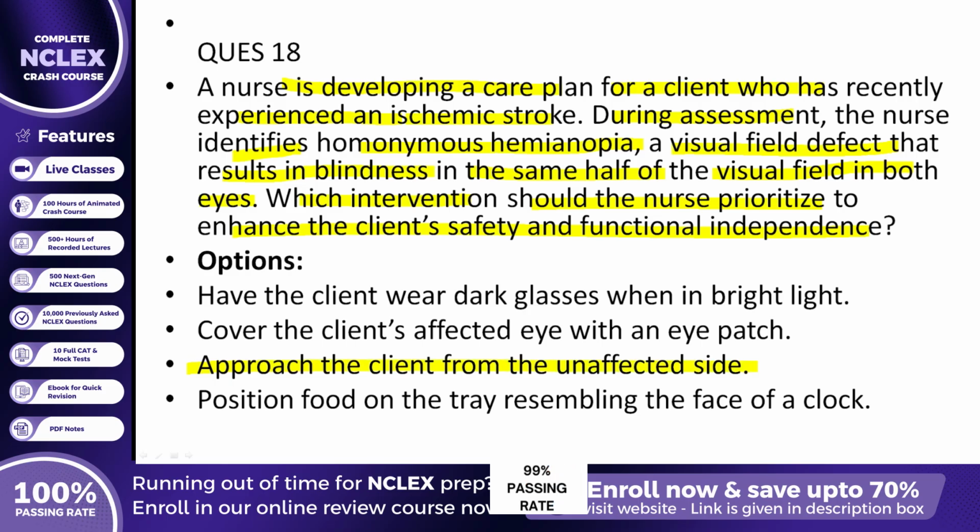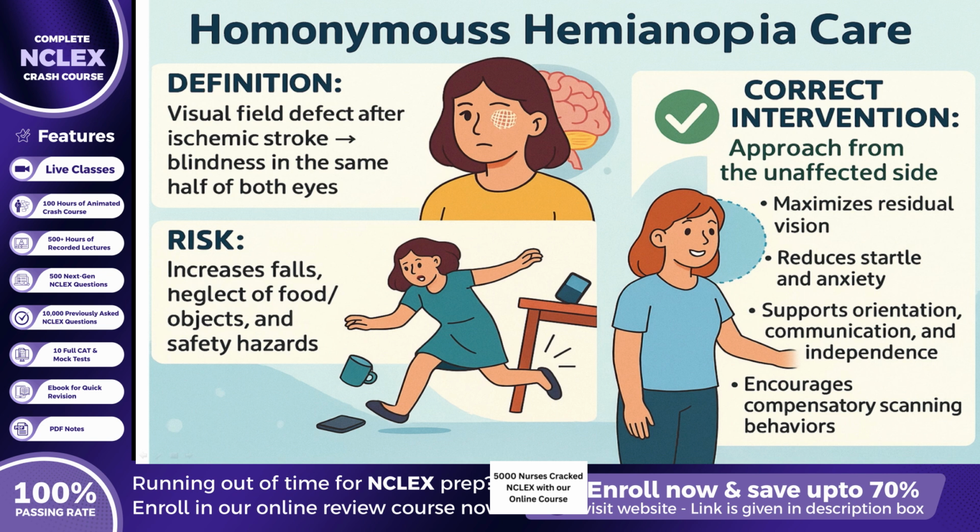Now let us break this down with deeper reasoning. Hemianopia occurs when a stroke damages the optic pathways in the brain, often involving the occipital lobe or optic tract. This condition results in loss of vision in one half of the field, either left or right, depending on the site of injury. Because vision loss is symmetric in both eyes, the client may not notice people, objects, or food placed on the affected side, which dramatically increases fall risk and interferes with daily living activities.